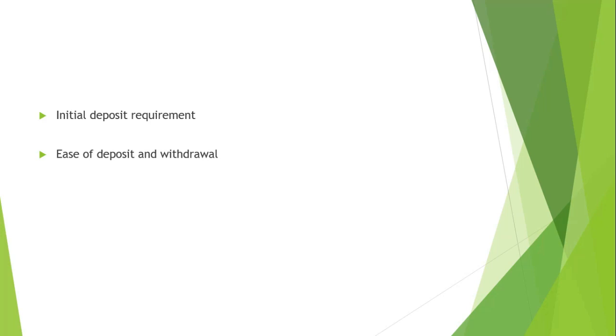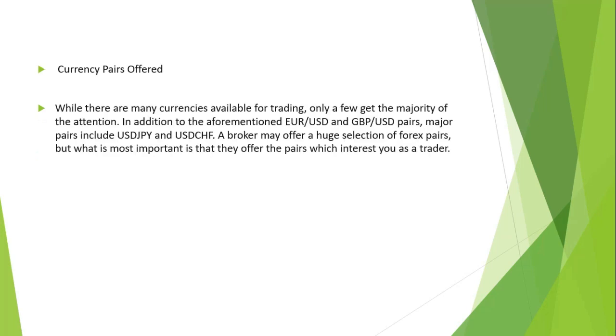So let's look at another important thing while choosing a broker, which is the currency pair. The currency pair that brokers offer is also very, very important. While there are many currencies available for trading, only a few get the majority of attention. In addition to the aforementioned EUR/USD and GBP/USD pairs, major pairs include USD/JPY and USD/CHF. A broker may offer a huge selection of forex pairs, but what is important is that they offer the pairs which interest you as a trader.